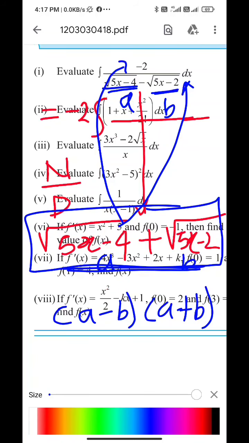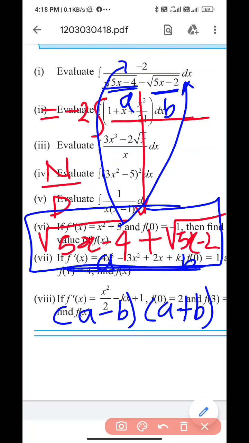I'll just write the next step. You can refer to the previous one. If you don't understand this, you can rewind and see what I've told you again, so that you can understand how we got to this step.